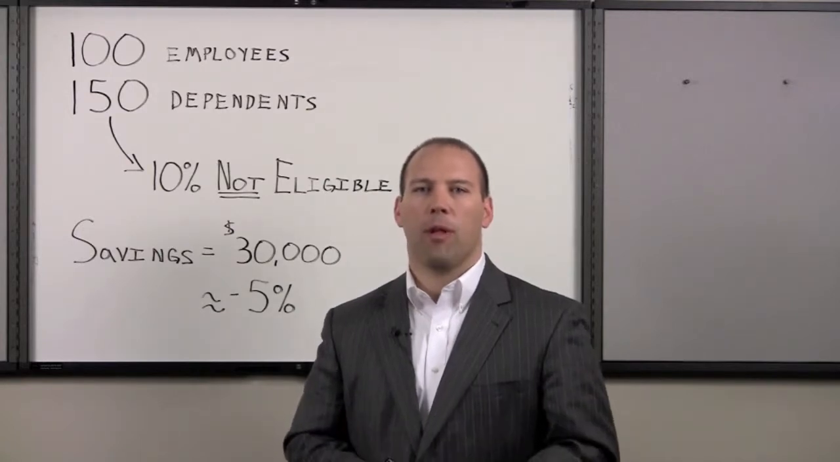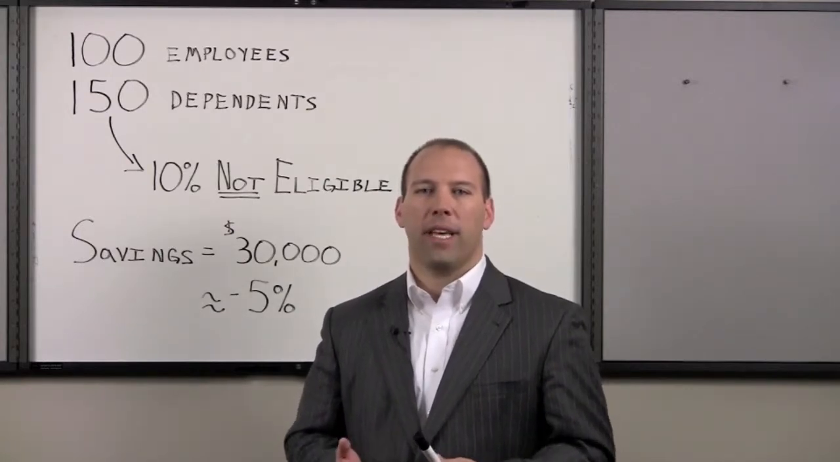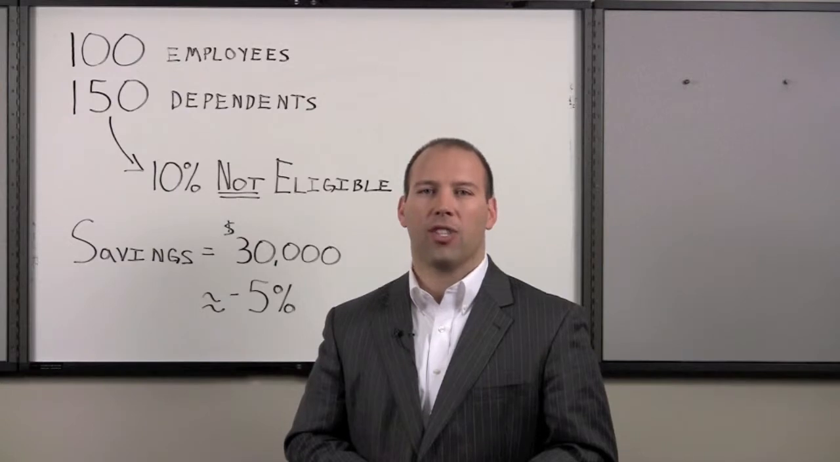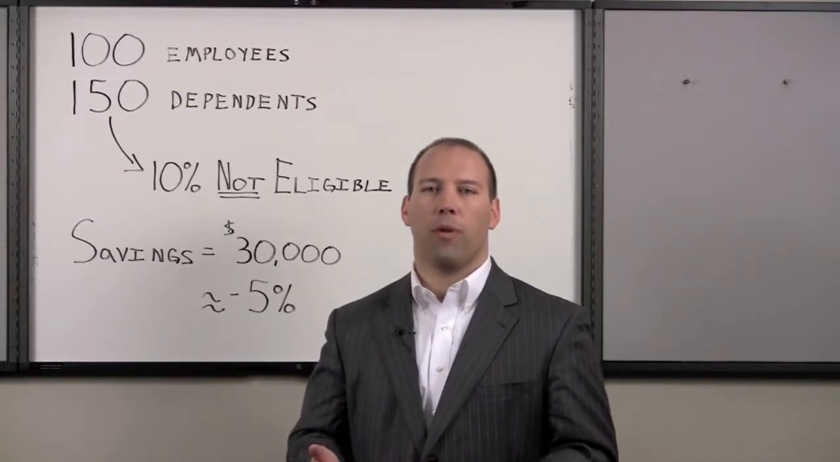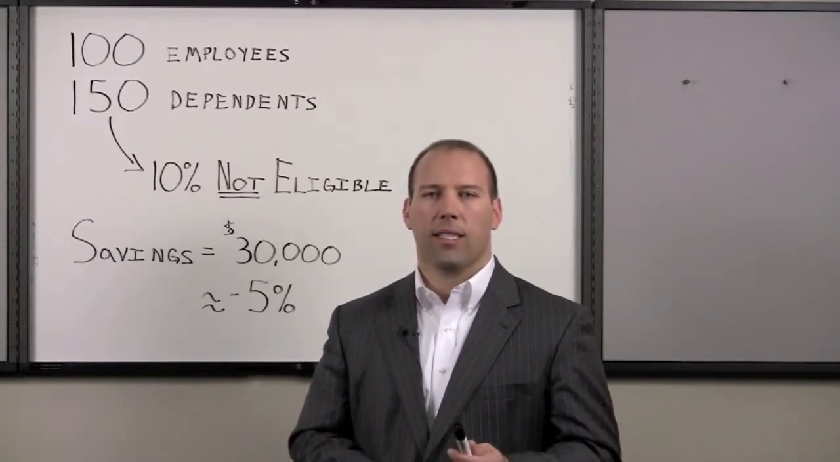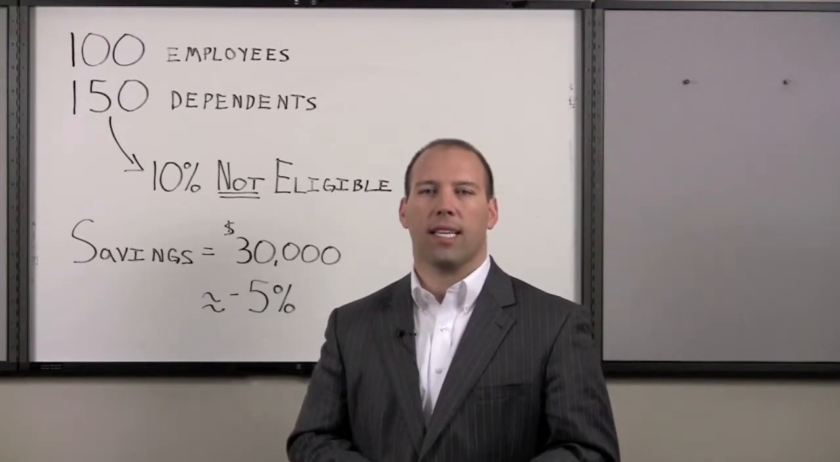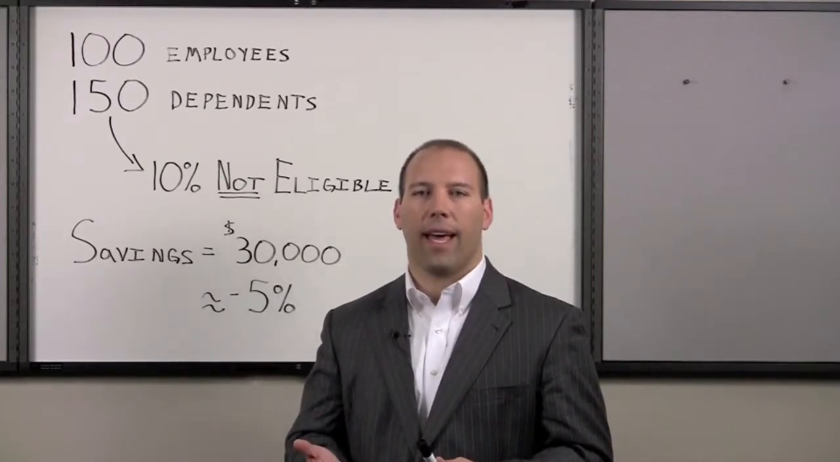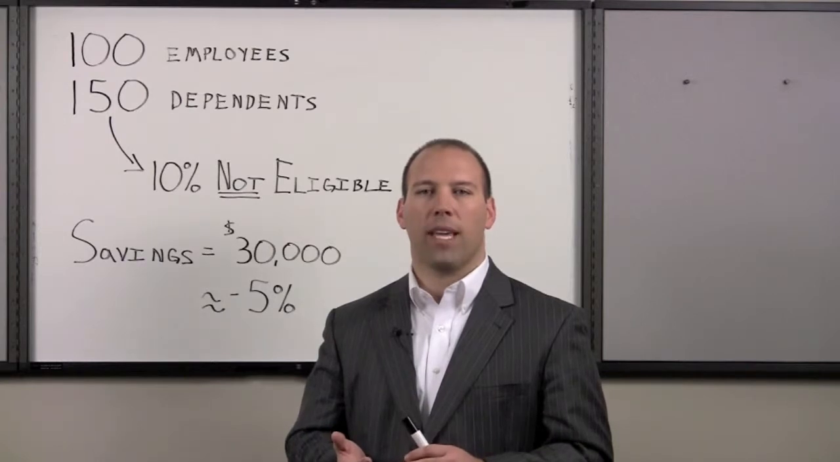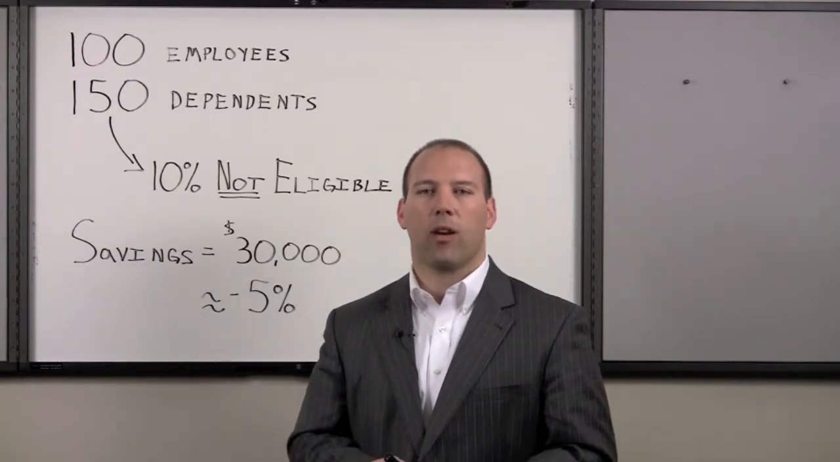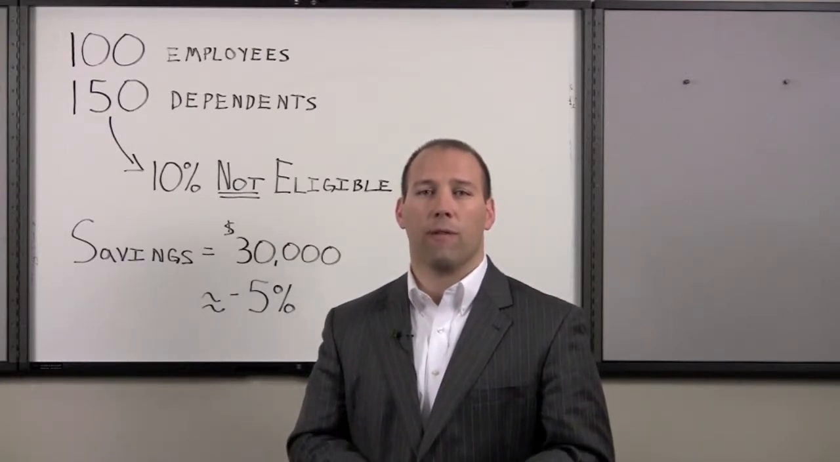I want to spend just a couple of minutes and talk with you about dependent eligibility verification in regards to group health plans. What does that mean? It's often referred to as dependent auditing. It's a process by which you make sure that the spouses and children being covered by your employees under your medical plan are actually eligible to be there in the first place.